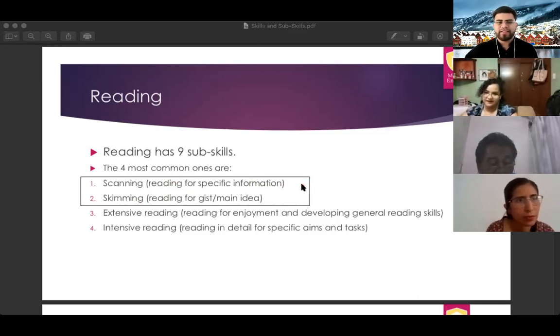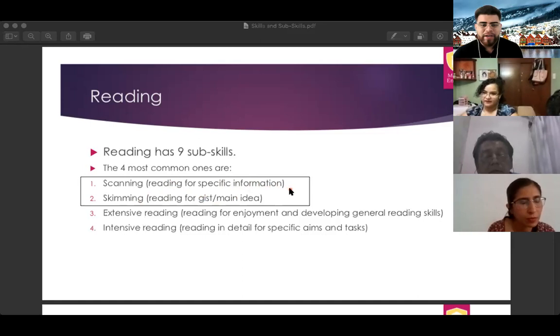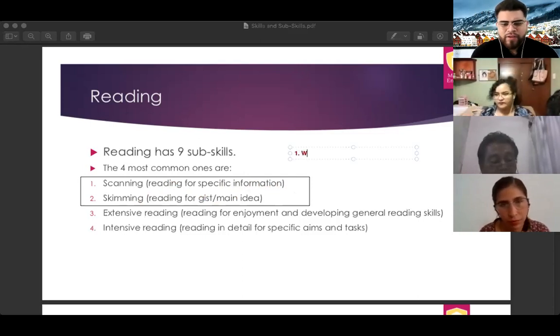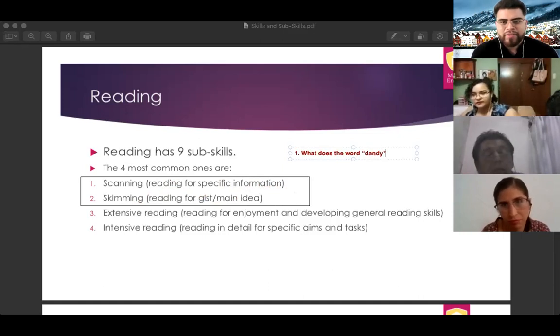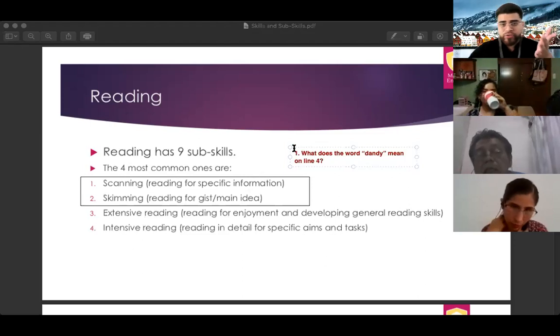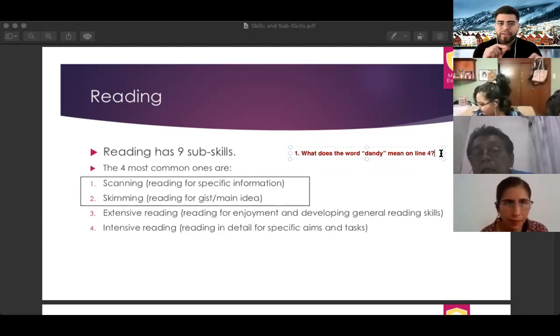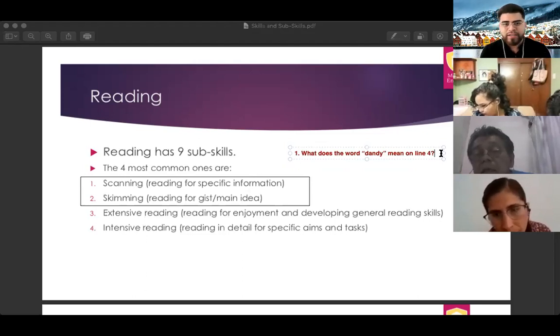See, scanning is reading for specific information. These are the type of questions that will ask you something like this: What does the word dandy mean on line 4? And what you do is you look for that word in line 4. You're looking for that specific information and you're looking for the things around it to help you understand it. Okay.